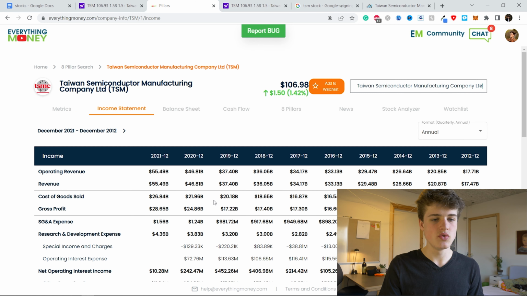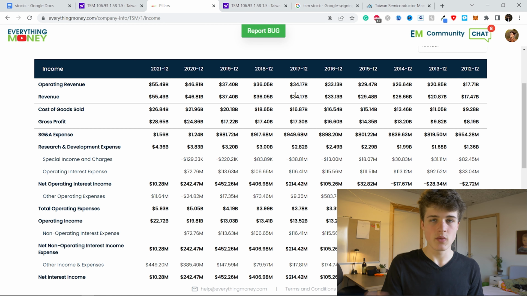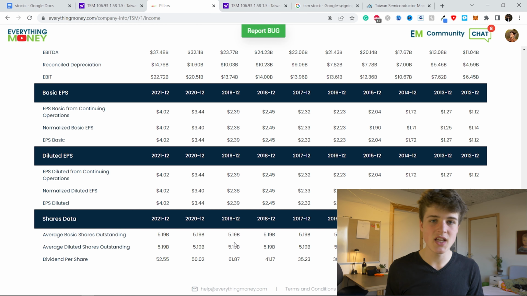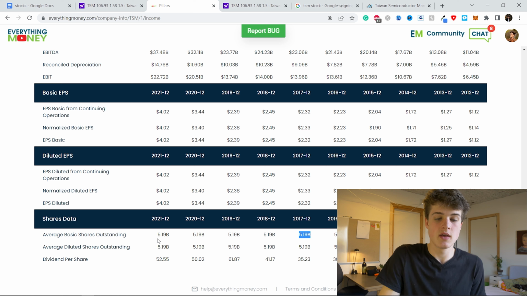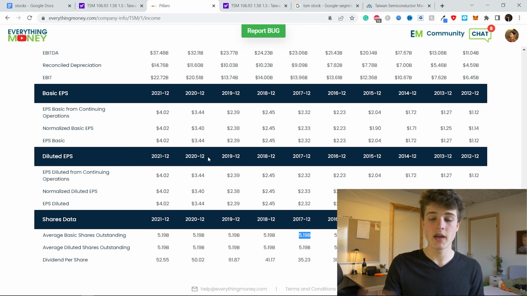Now let's go to the income statement to see if they're growing their revenue, growing their numbers. We want to see that revenue growing, of course, and we can see it went from 34 billion to 55 billion in the past 5 years, so a massive check mark there. We want the number of outstanding shares staying the same or decreasing, and over the past 5 years it has been the same, which means they are not diluting their shareholders by issuing more shares. They are not buying back any shares either.